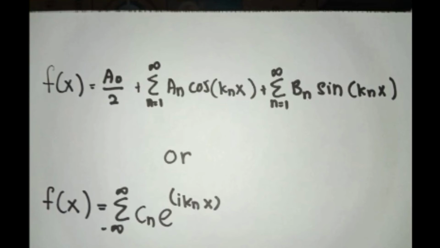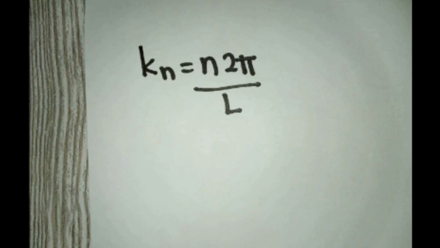A0, An, and Bn or Cn can be calculated efficiently using computer algorithms, and kn is equal to n 2 pi over L, where L is the distance.